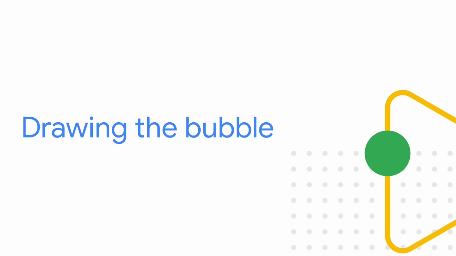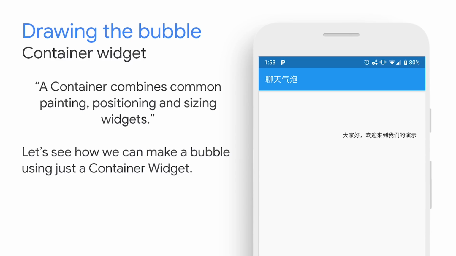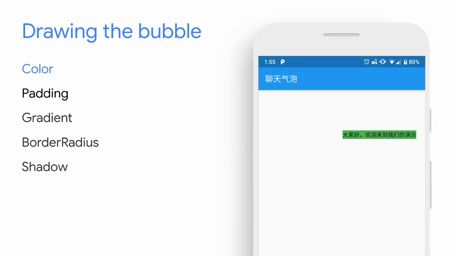OK, so you just have a plain text right now. You should start with drawing the actual bubble. Sure. So container is one of the many widgets in the Flutter framework. It combines common painting, positioning, and resizing. Let's draw the bubble with a container. In this section, we're going to start with giving our container a color. And then we're going to add some padding. And then we're going to replace the color with a nice-looking gradient. And then we're going to use border radius to draw the bubble shape. And finally, we're going to add some shadow. All right, let's go to the demo.